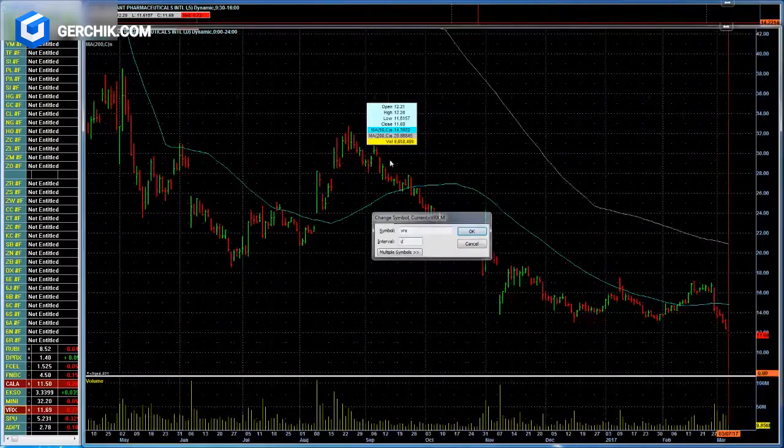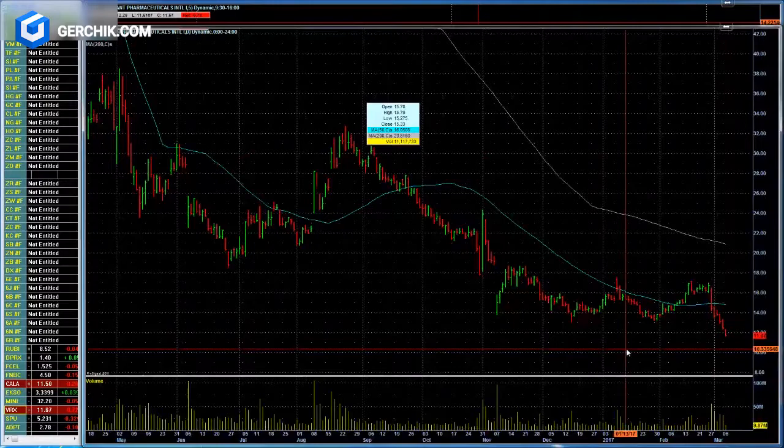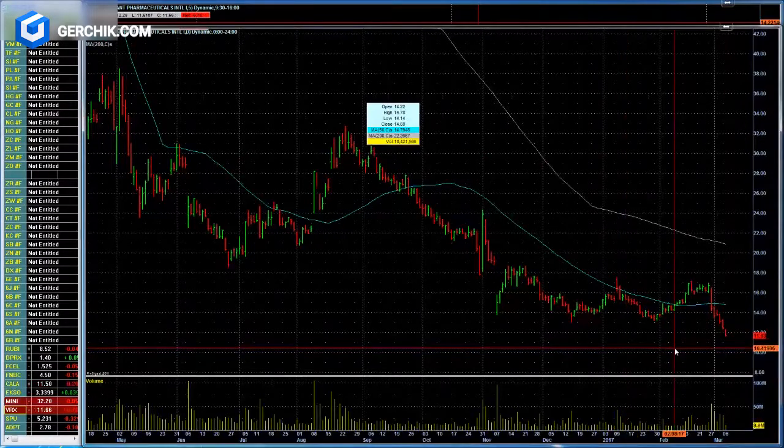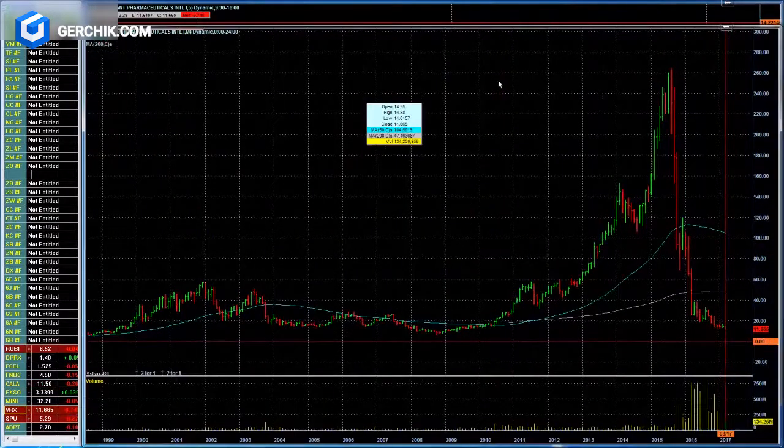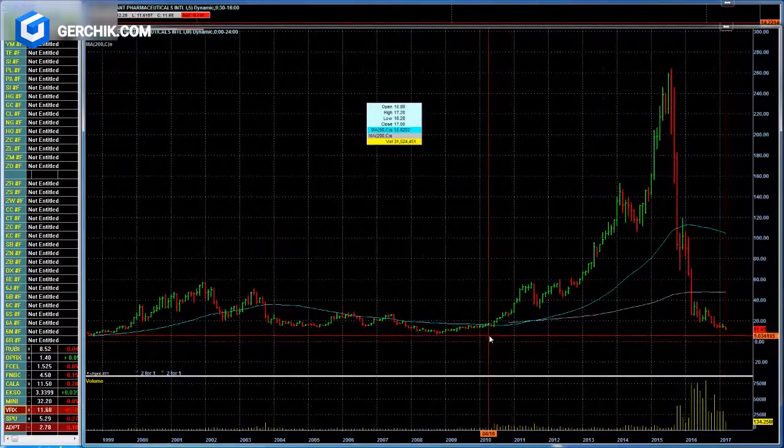If you look at the daily chart, you say, oh my God, the stock is going lower and there's nothing there. But if you pull up the monthly chart, you know one thing for a fact: the low is right here.